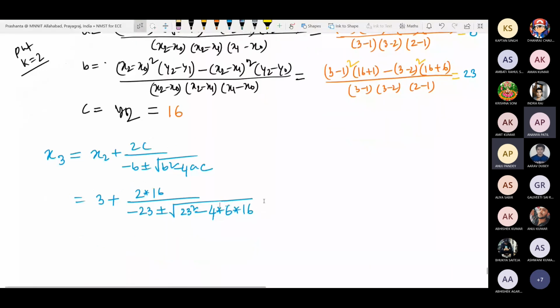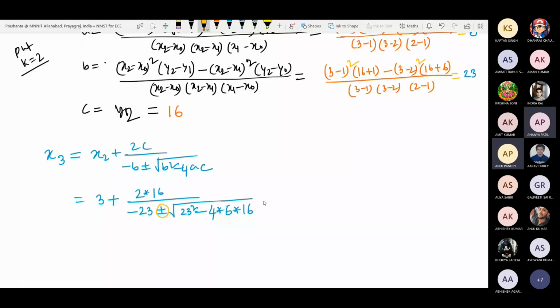Okay, now here out of plus and minus, which sign will be taken? Minus has to be taken, so that the denominator becomes largest. If you take plus, minus 23 is a negative quantity and the under root quantity will be positive, so it will decrease. So you should take minus. So minus 23 minus the under root quantity, so it will be largest in modulus.